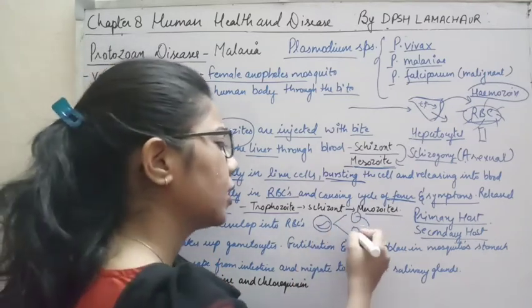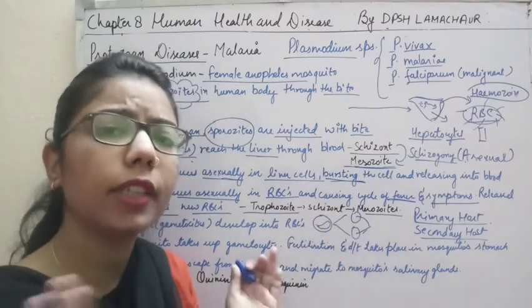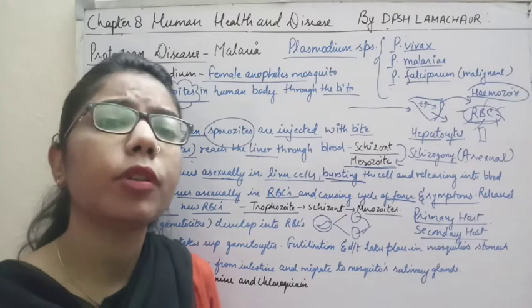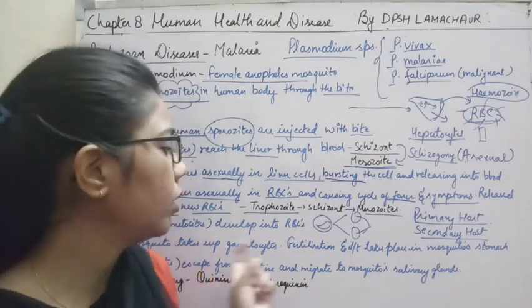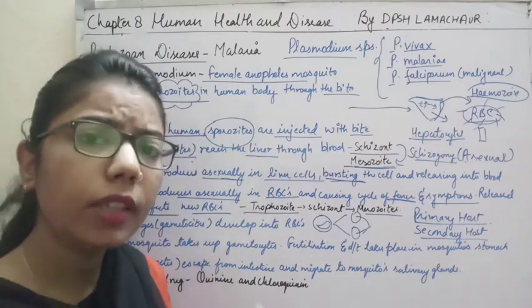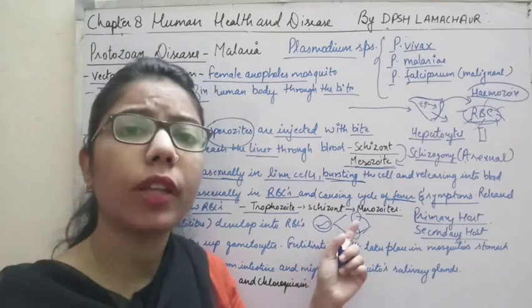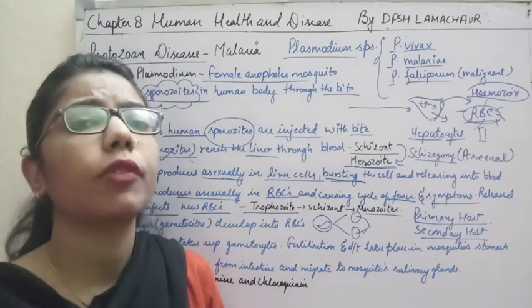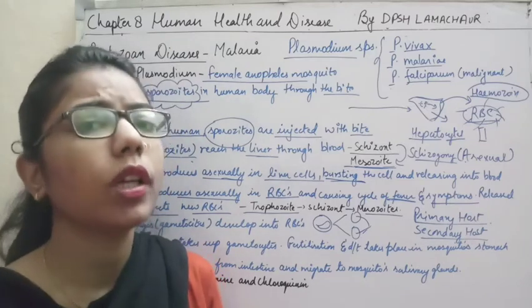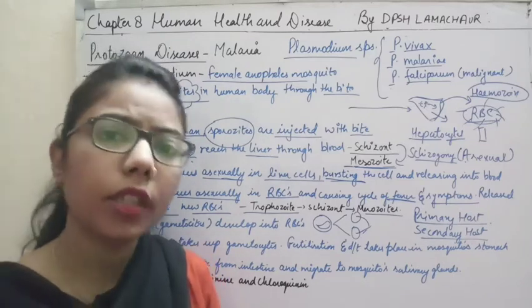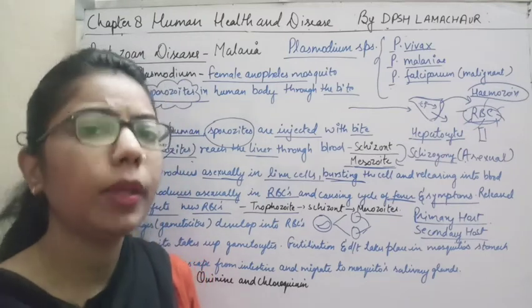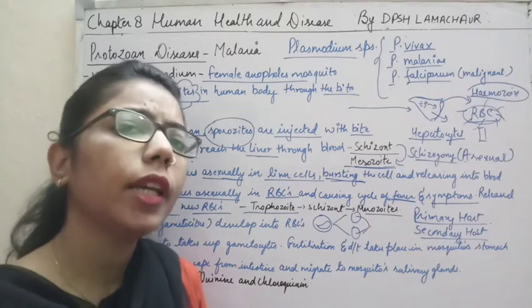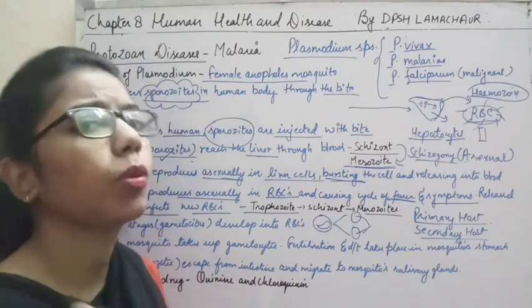These many gametes will enter inside the mosquito, and where will they move? They will move into the midgut of the mosquito. When these gametocytes, or gametes, enter the female Anopheles mosquito, or we can say the midgut of the mosquito, fertilization takes place. Due to this fertilization, what will happen? It will form sporozoites again.